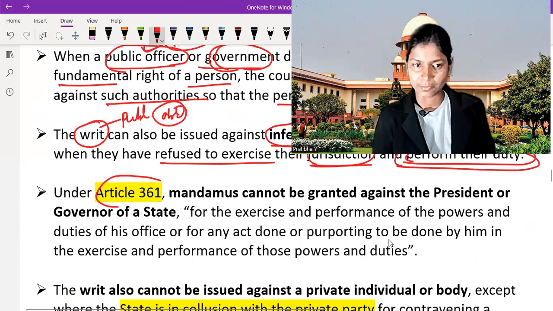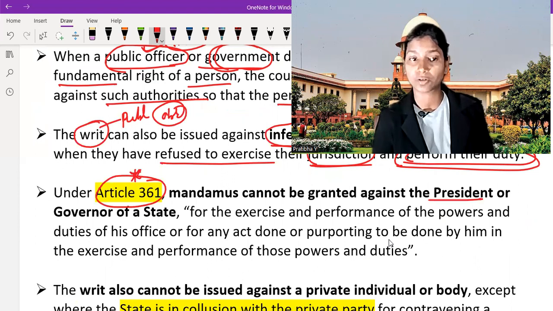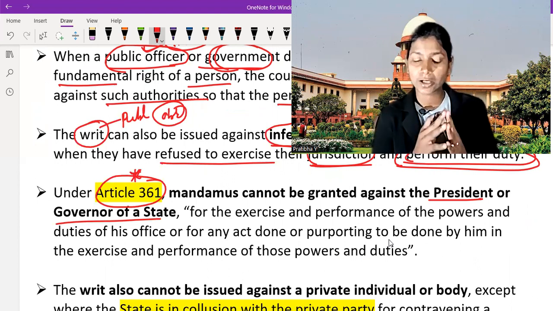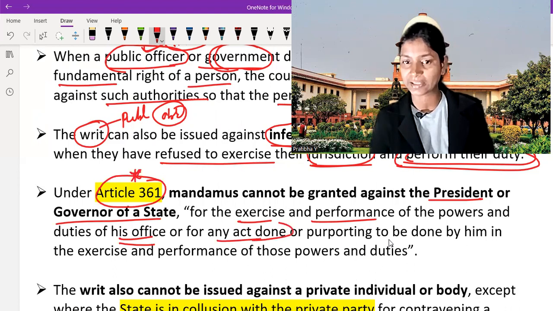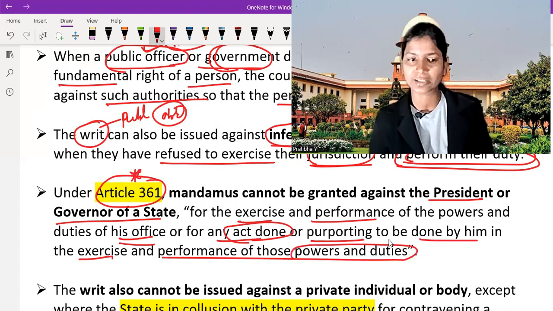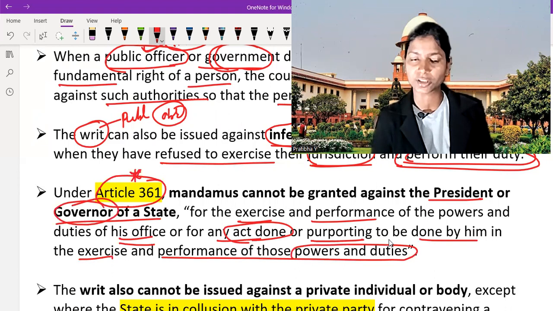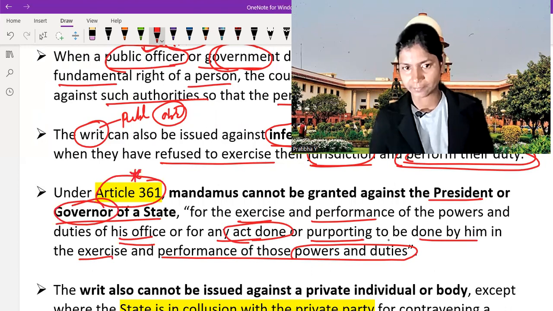Under Article 361, remember this article is very, very important. Under Article 361, mandamus cannot be granted against the President or a Governor of a state, for the exercise and performance of the powers and duties of his office, or for any act done or purporting to be done by him in the exercise and performance of those powers and duties. So basically, if the President and Governor are not performing their duty, the court has no authority to issue mandamus in their case.